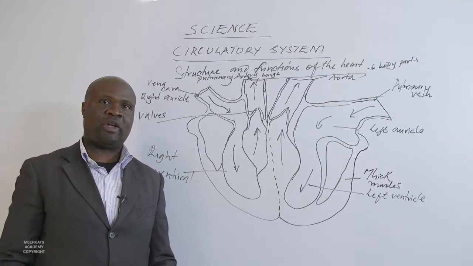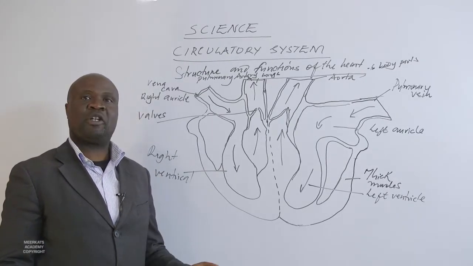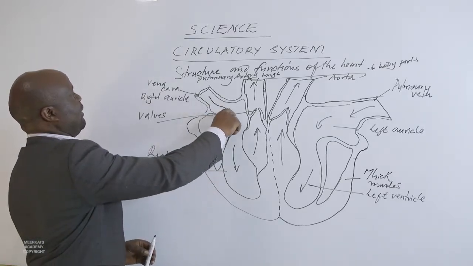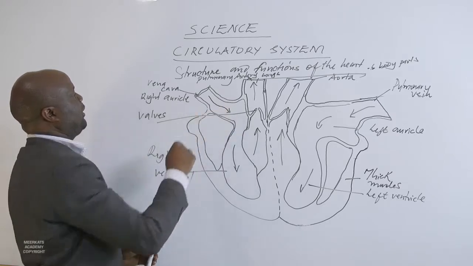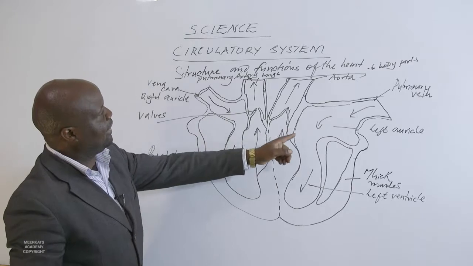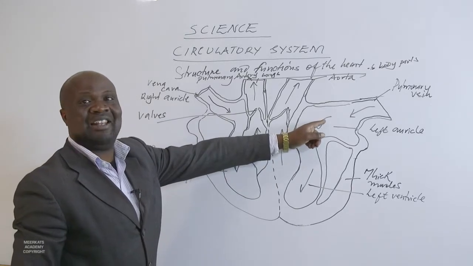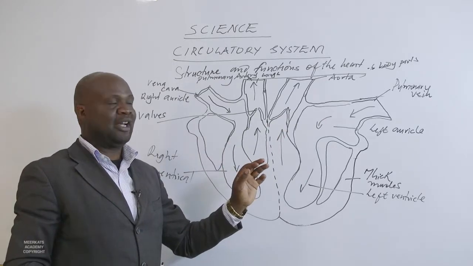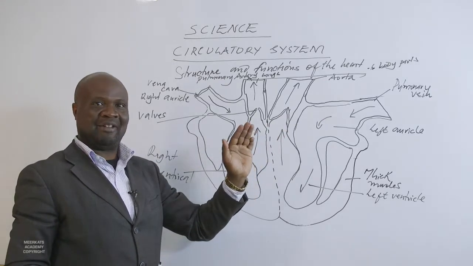I will try to explain the four chambers of a human heart. There is a first chamber. That one is called the right auricle. And there's a left chamber, this one is called the left auricle. We had said that there are two sides of a heart, the left side and the right side.